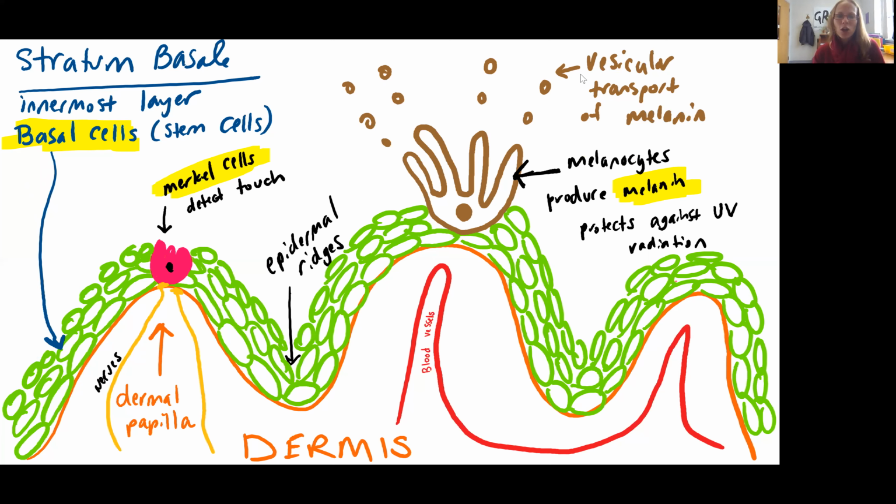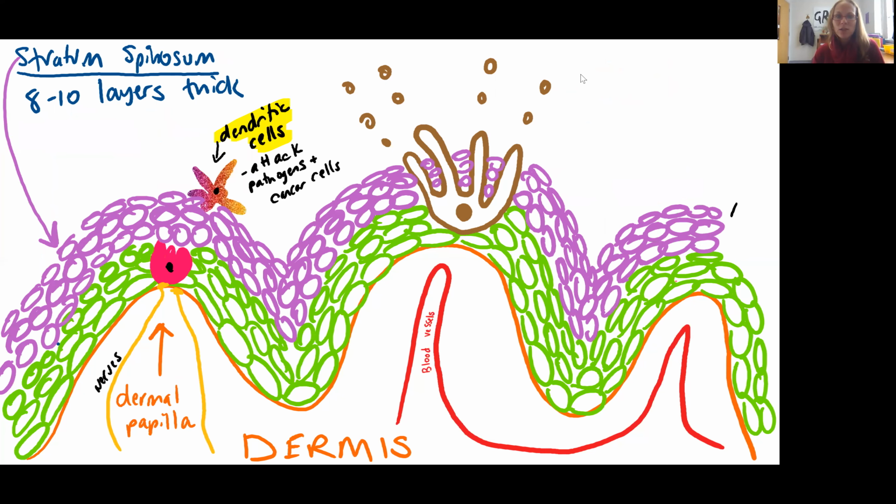Okay, so sitting on top of the stratum basale, we have the stratum spinosum. So what we see is as those basal stem cells produce new keratinocytes, they're pushing those old ones up into the stratum spinosum. Now this layer is about 8 to 10 cells thick, depending on where we're located in the body. So obviously we have thinner cells on our lips and our cheeks than what you would expect to see on your elbow, right?